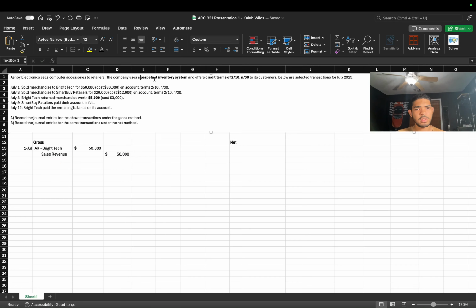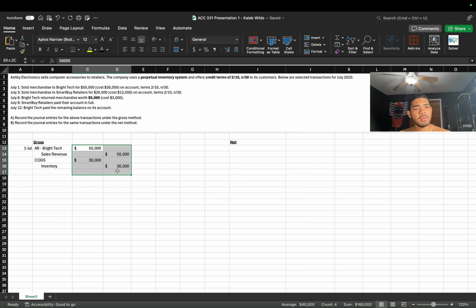Now, because they're using a perpetual inventory system, we also have to update the cost of goods sold at the time of sale, constantly updating it. So cost of goods sold will go up by the $30,000, or the cost of the inventory. And then their inventory will go down by the amount that they sold, $30,000.